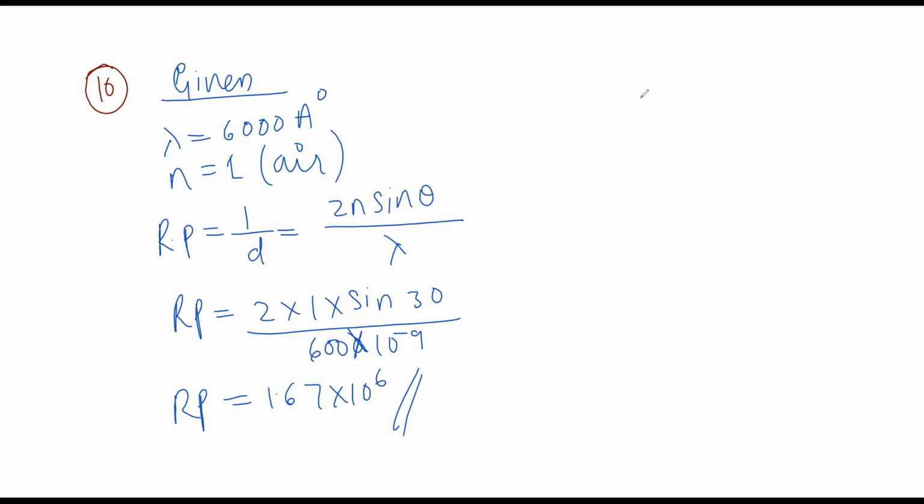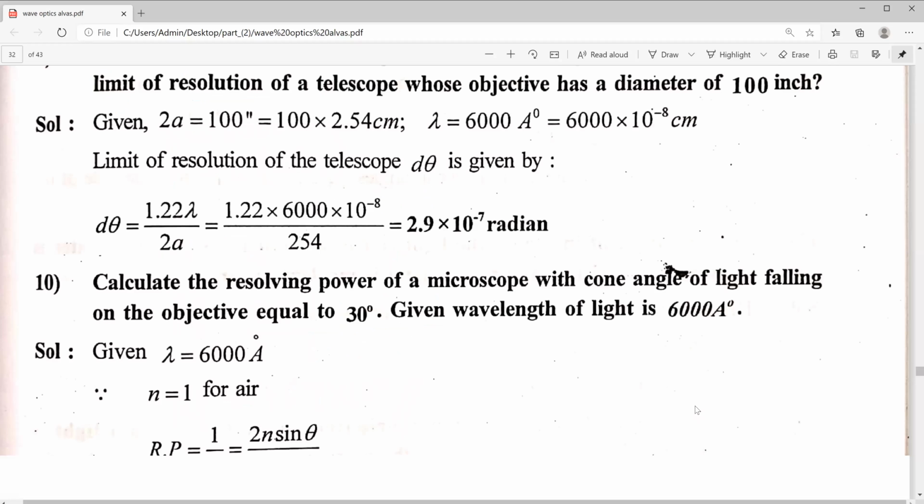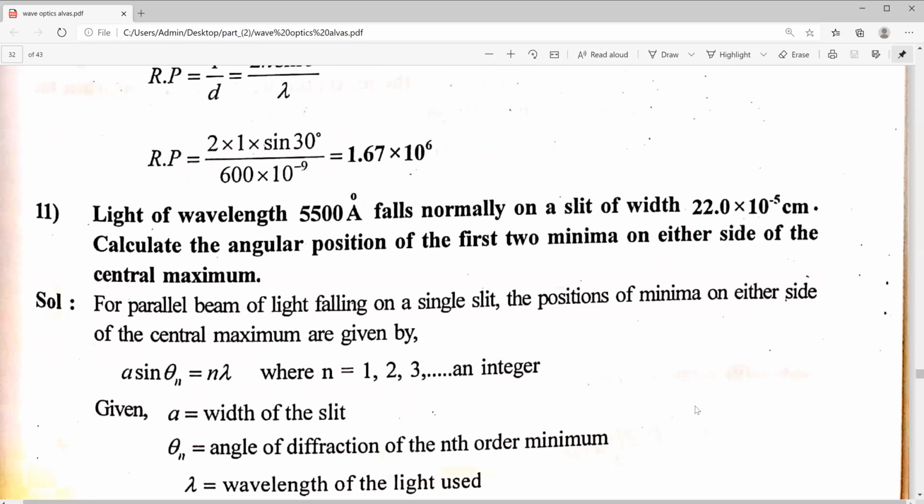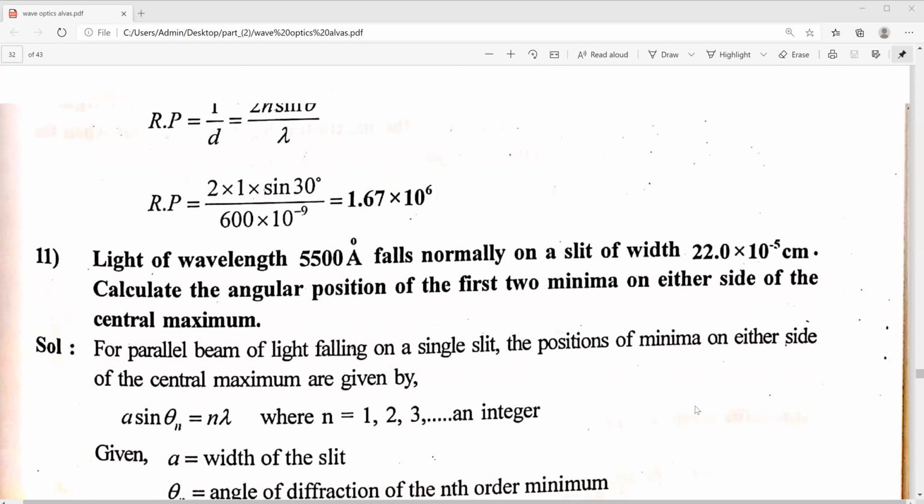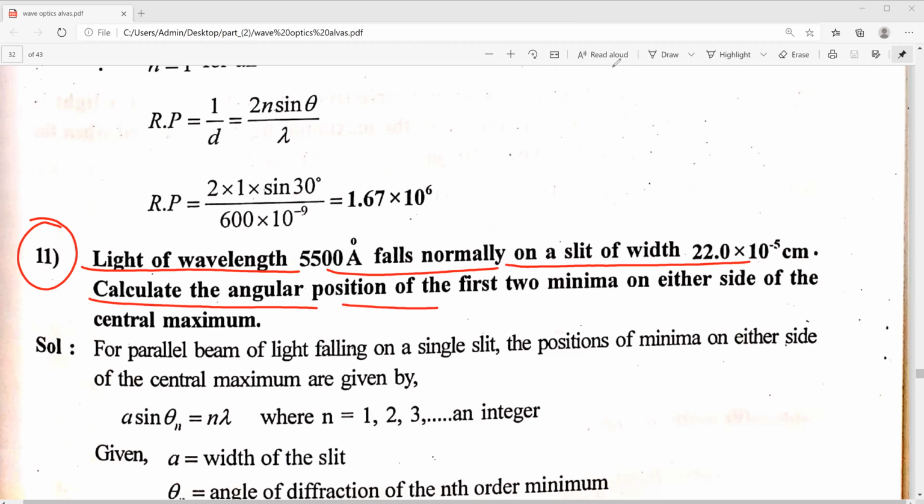Next. Look at what is given in the 11th one. What is the question? 11th one: light of wavelength 5500 angstrom falls normally on a slit of width 22 into 10 to the power of minus 5 centimeter. Calculate the angular position of first two minima on either side of the central maximum, they have asked. So how do we solve the 11th one? Let us see that one.